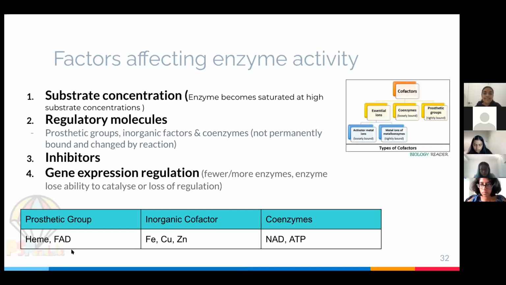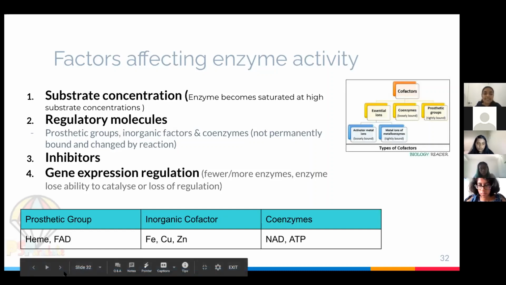We know that enzymes are proteins, like I said before. So there might be fewer proteins being translated and produced, so fewer or more enzymes, and that can affect how often or how much we can increase the rate of reaction. Next slide, please.